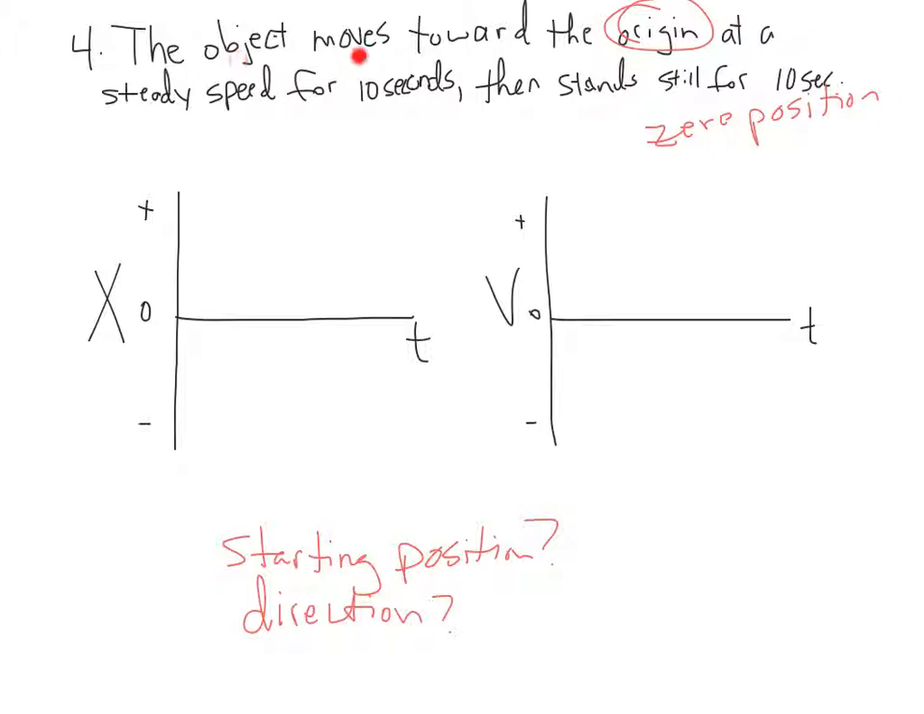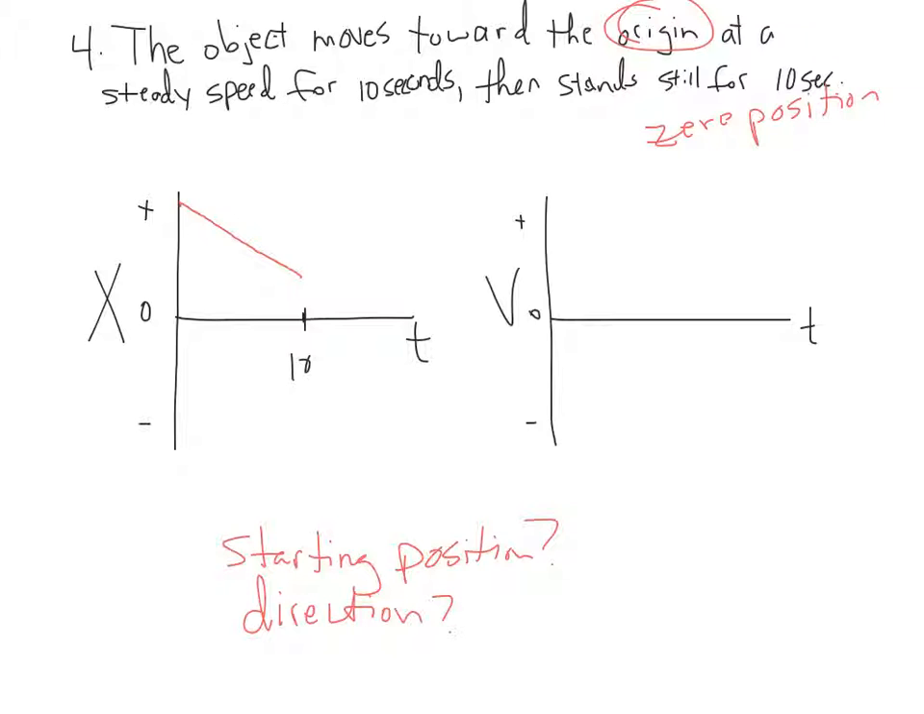And all we know is that it moves toward the origin at a steady speed for 10 seconds, stands still for 10 seconds. We don't know where it starts, and we don't know what direction it's going. So I'm just going to pick one because I can, and I'm going to say that it is starting with a positive position out here, and it's moving toward the origin for 10 seconds, however long 10 seconds is on our graph. Since we don't have numbers, we just kind of make it up. So this for me, that is moving toward the 0 position for 10 seconds. And I might even make a little mark here and say, okay, that's 10 seconds.